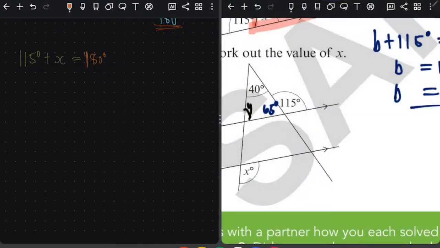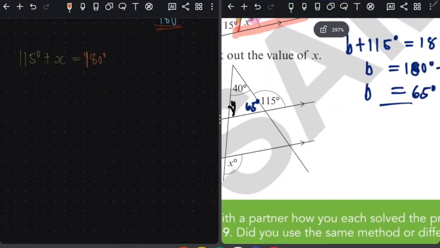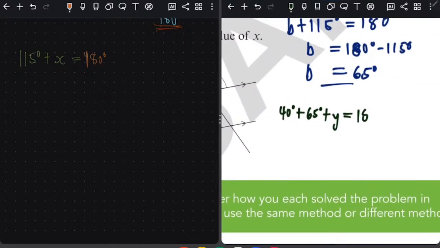So what will we write? Angles in a triangle add up to give you 180. What are the angles here in the triangle? 40 degrees plus 65 degrees plus who? The third one, plus Y. They should add to give you what? 180 degrees. That's the rule. What's 40 plus 65? 105 degrees, plus Y gives you 180. How do you get Y?